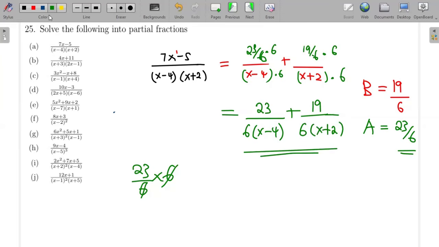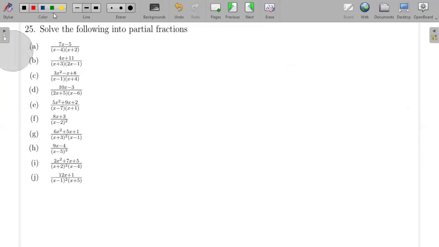Okay, so these here are the two fractions, this one and this one, where this came from. So we have decomposed that expression into its partial fractions. All right, let's look at B. So we're doing the same thing.